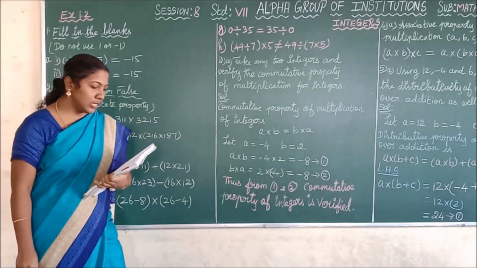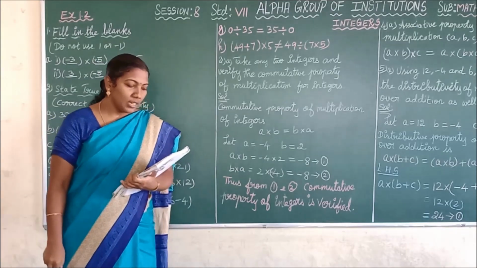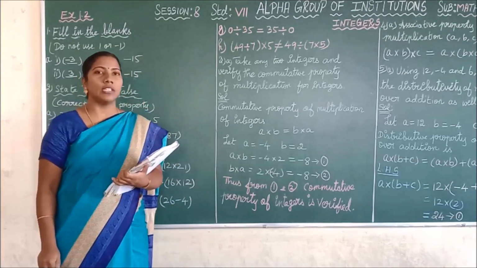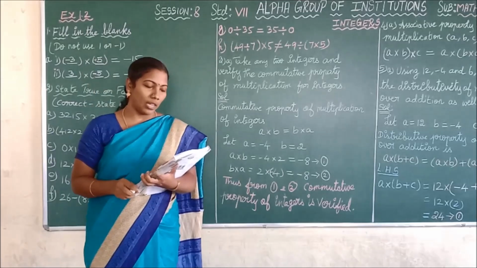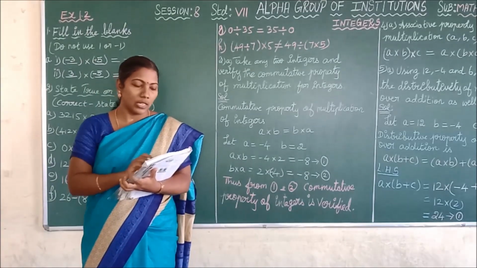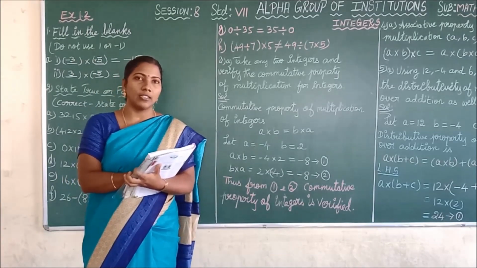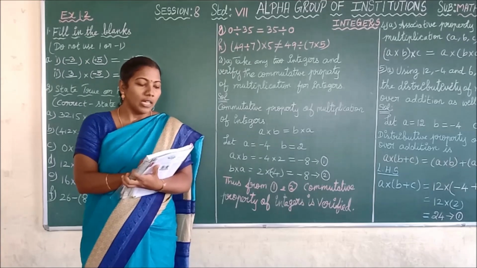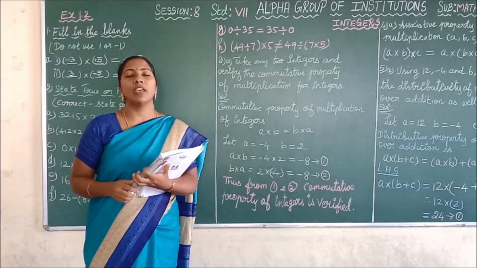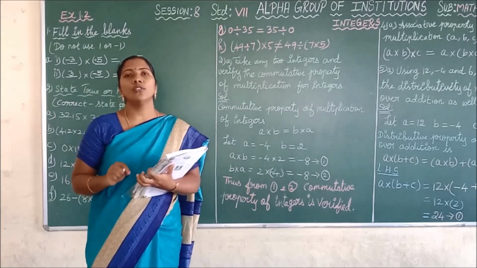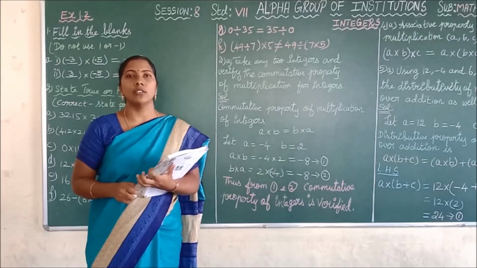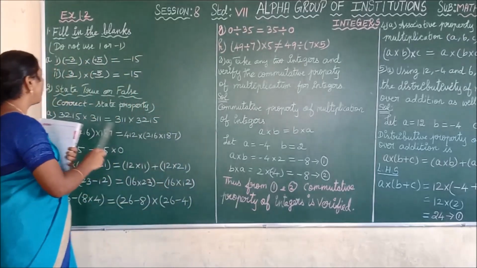And see the second one. State true or false. If the statements are correct, then state the property used. That is, you have to say whether it is true or false. If you are saying true, then state the property used. Wherever you are saying true, you have to state the property which you are using. Okay, it's clear?